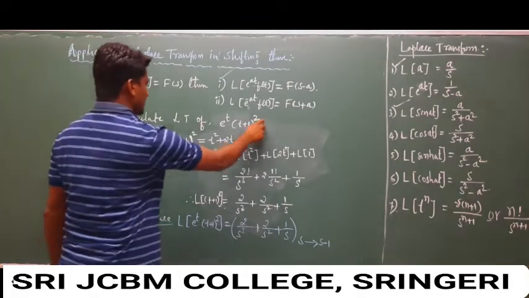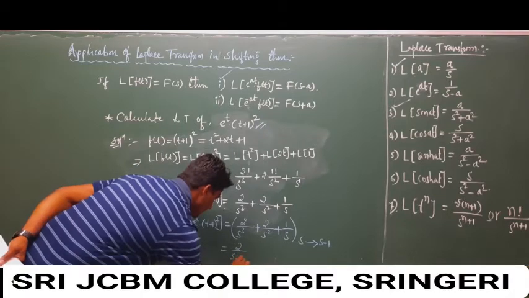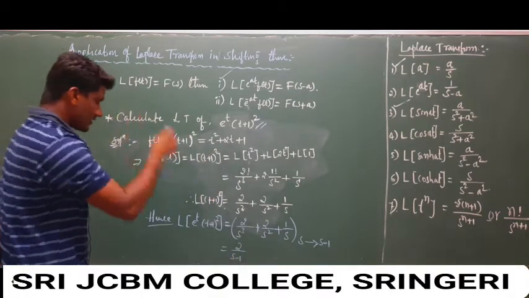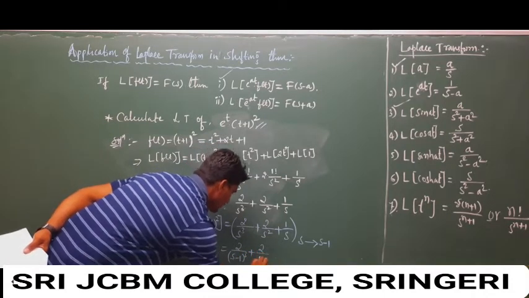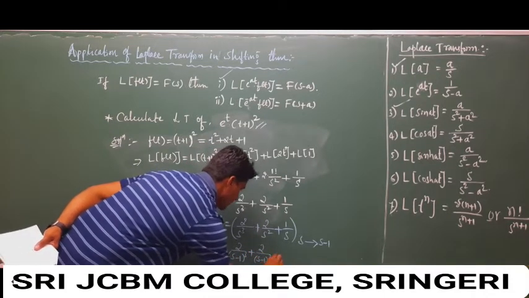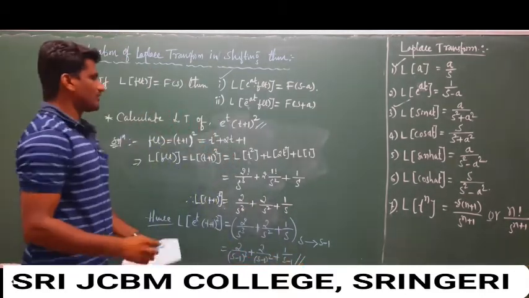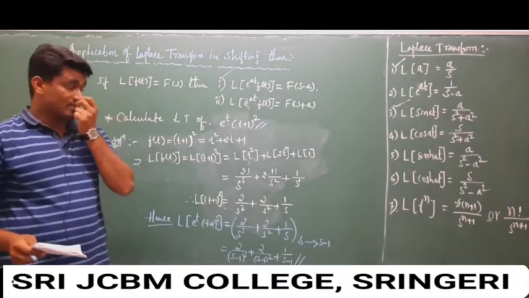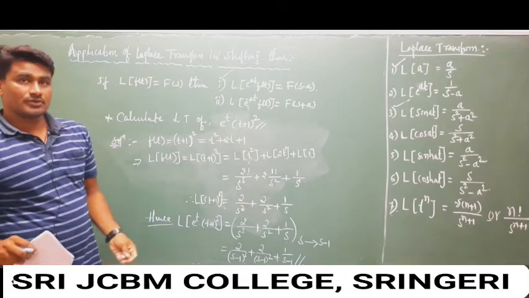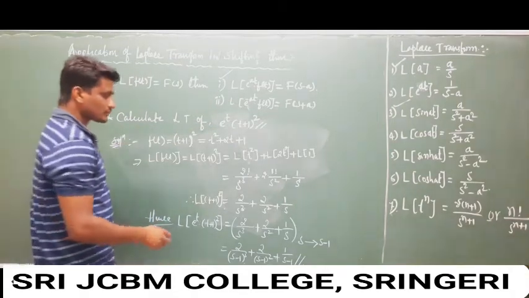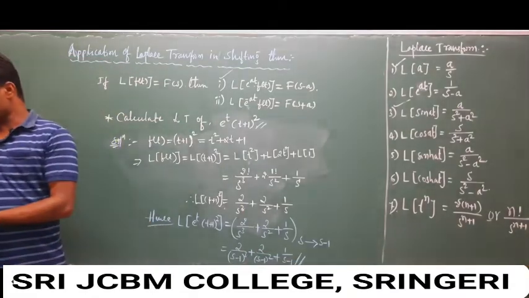So this one is 2 over s minus 1 whole cube plus 2 over s minus 1 whole square plus 1 over s minus 1, and this is the solution of the Laplace transform of e to the power t times t plus 1 whole square. And now look at some examples.